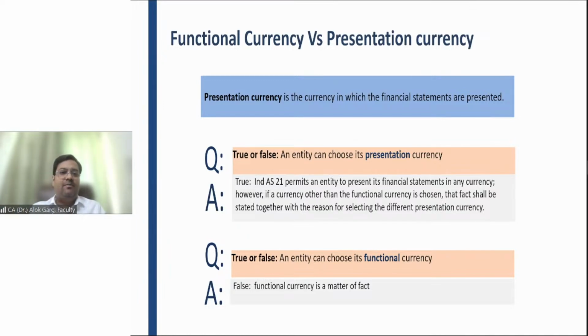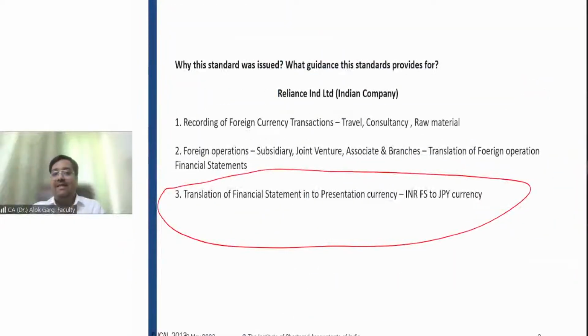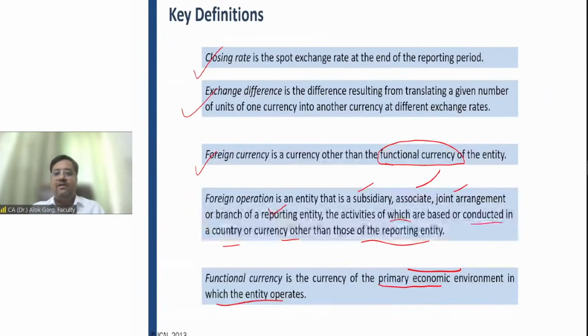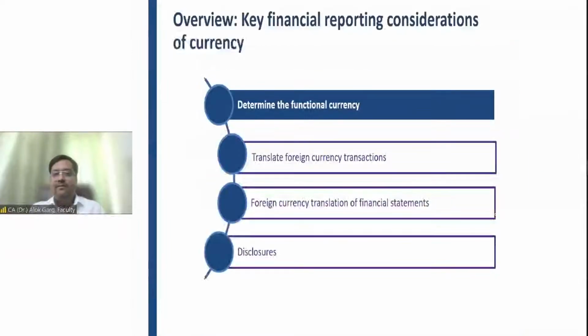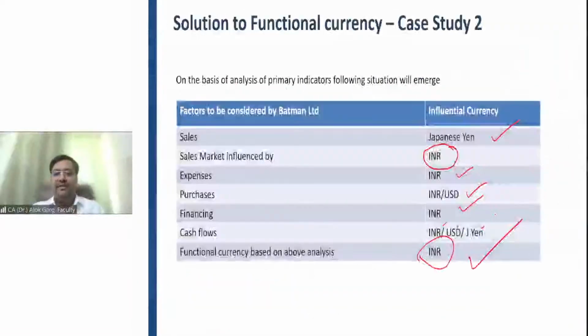Since morning, what have we read this morning? This morning we have covered why this standard. I've told you that we will discuss it in three parts. One, the translation of foreign currency transactions, which we have covered. Then the translation of foreign operation financial statements, and the translation of financial statements into presentation currency. These two parts are similar. We'll cover them in the next class, right? Then we discussed the objective and scope, some important definitions, the meaning of functional currency, primary indicator, secondary indicator. Then we did a lot of case studies, right?